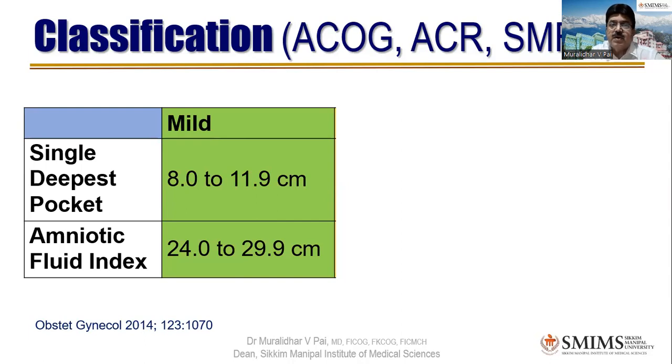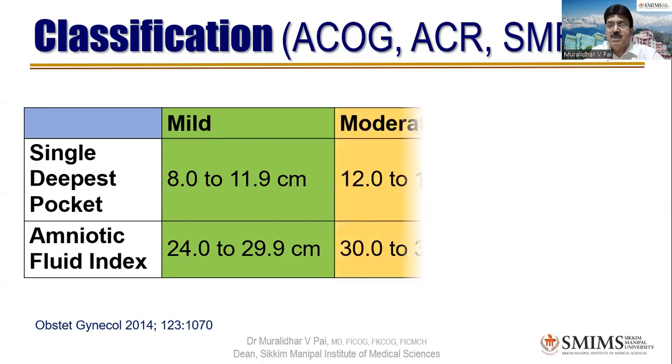We call it mild polyhydramnios. I'm giving both the values here, whether you use single deepest pocket or amniotic fluid index. If you use single deep pocket, as I told you, it starts after 8 centimeters, 8 to 12, so it is 11.9, a 4 centimeter range. So that is actually mild polyhydramnios. If you go by amniotic fluid index, anything more than 24, but here it is not just 4 centimeters, it is almost 6 centimeters, 30, right?